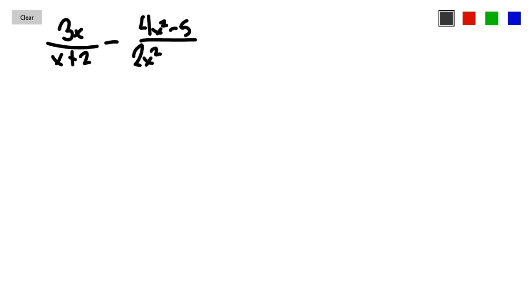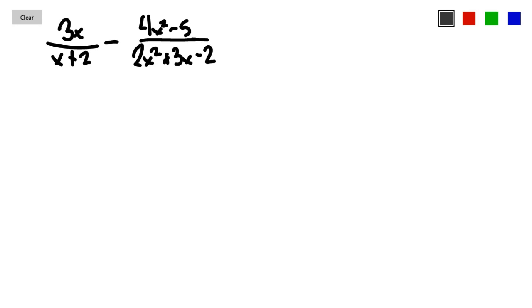Alright, this is the last one I'm going to be doing on this topic. So let's say I've got 3x over x minus 2 minus, I'll do x plus 2, minus 4x squared minus 5 divided by 2x squared plus 3x minus 2.